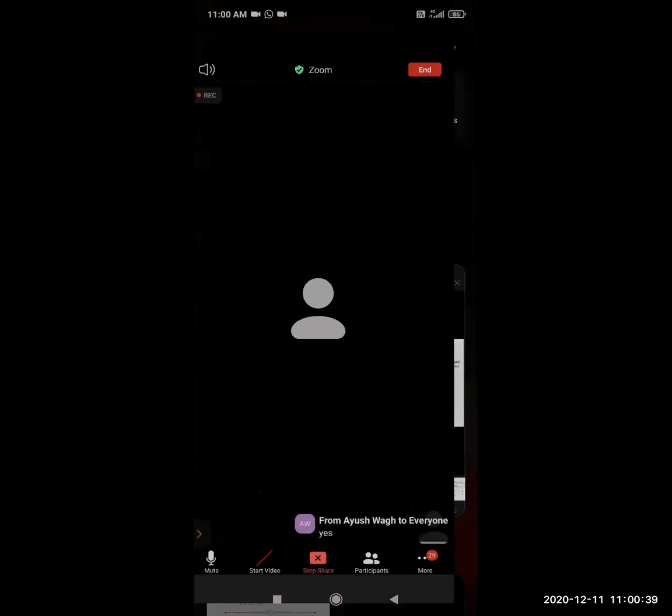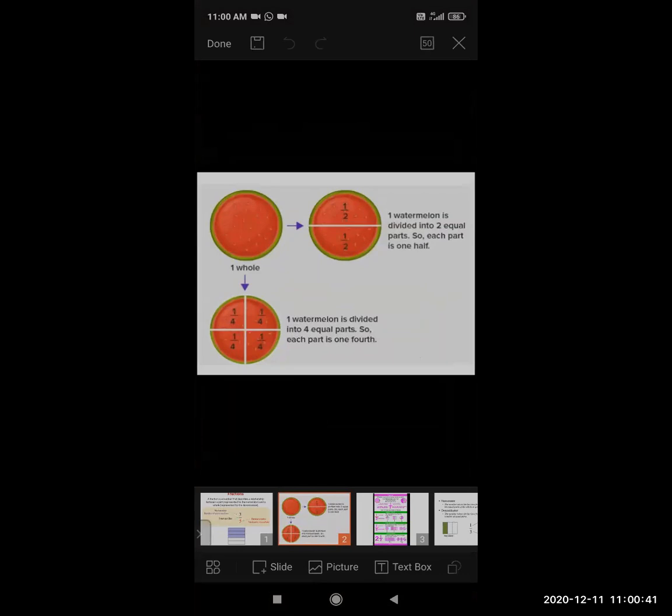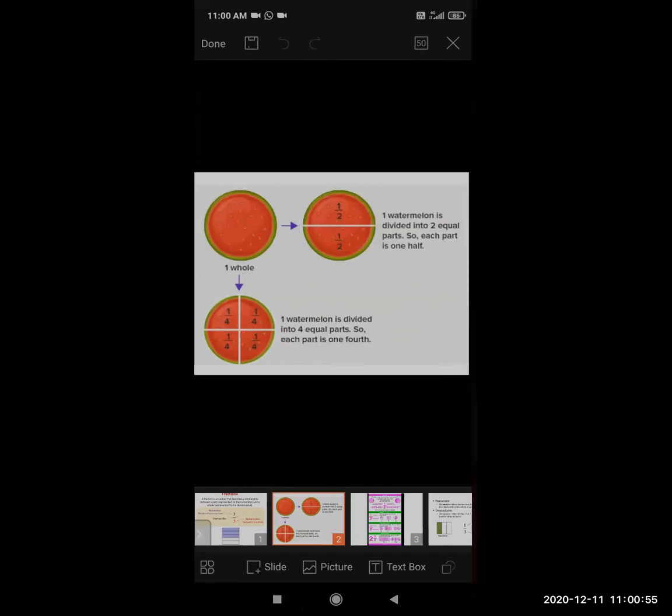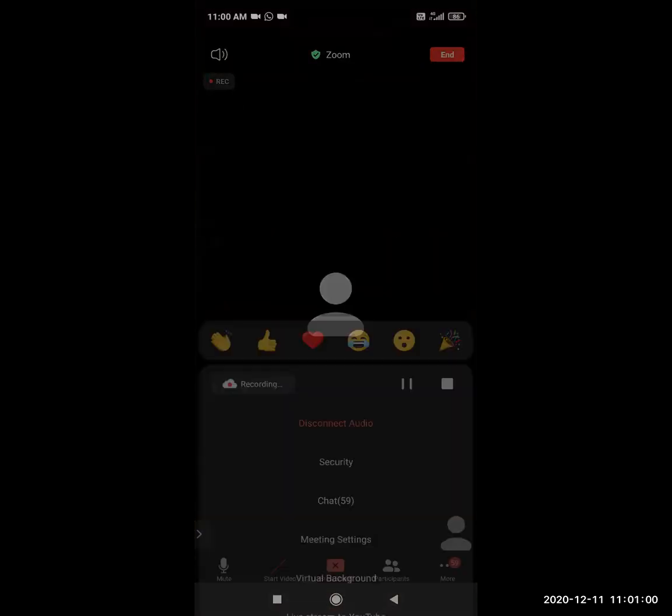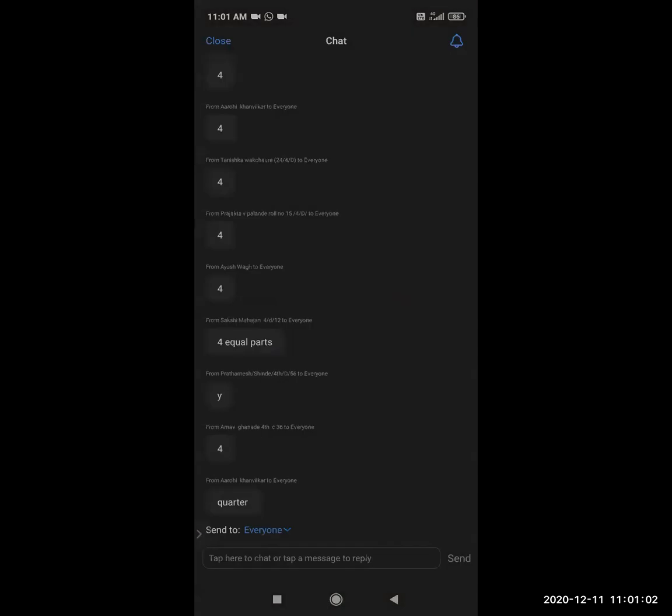Yes, okay. So tell me, in the third image, how many equal parts are there? 4 parts are there, and each part has a separate name. I gave you the separate name in the last lecture, last Friday. Anyone? Yes, very good, Arohi. Very nice. Clap for Arohi, everyone. What is the name of each separate part?